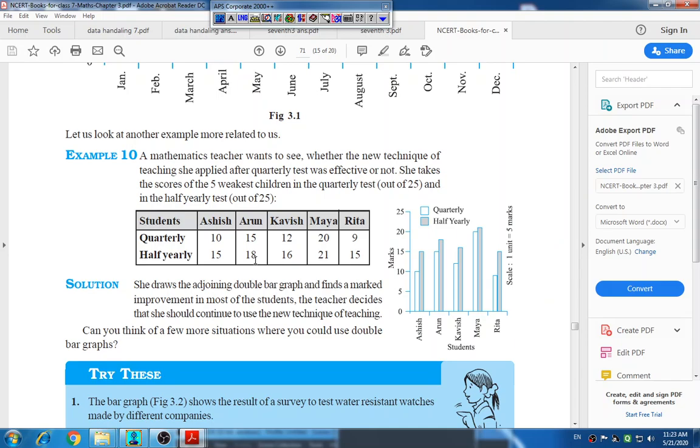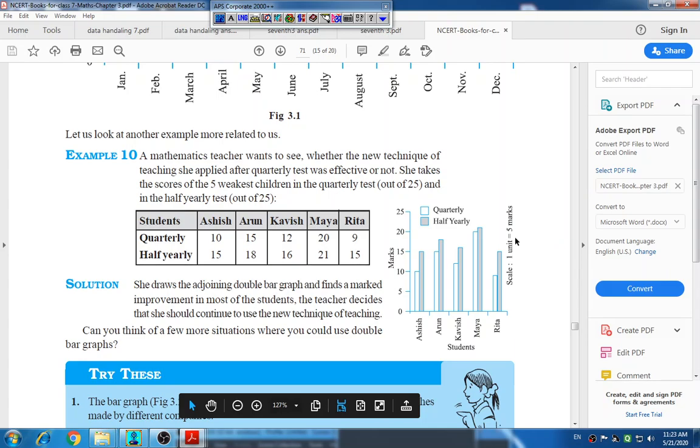So like that, we can draw these joint bar graphs or double bar graphs with the help of the given data by choosing a correct scale, and the scale is 1 unit equal to 5 marks. And we can easily compare who scored more.